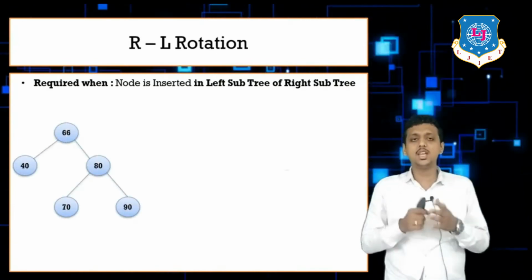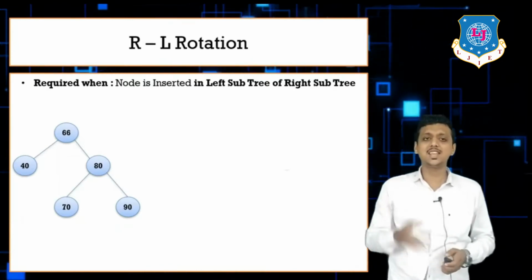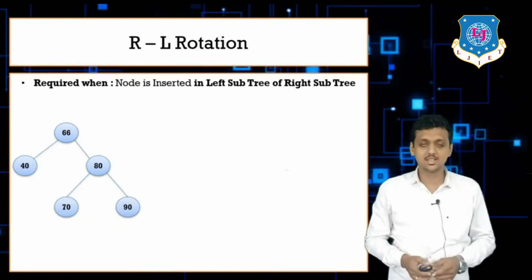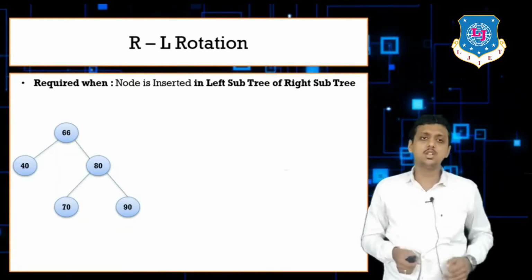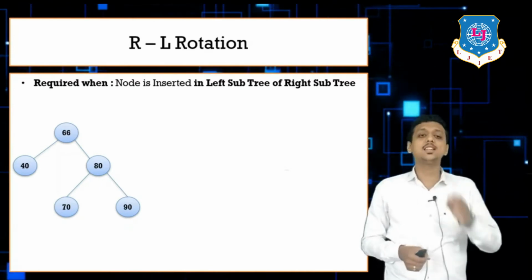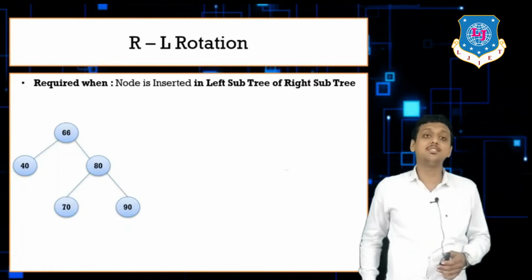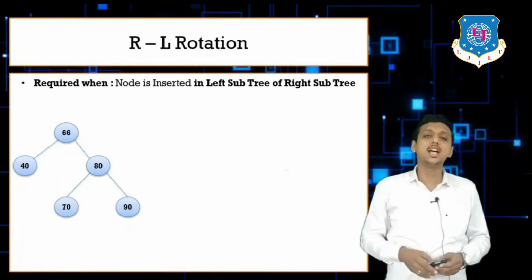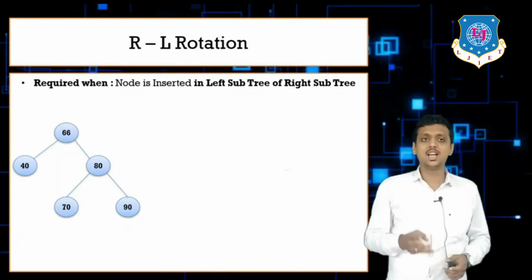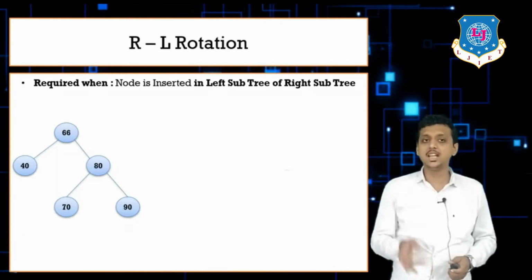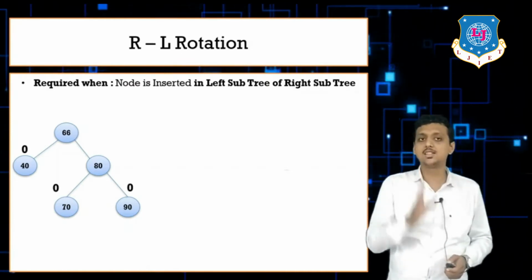So here we have the example, that is 66, 40, 80, 70 and 90. Before performing any operation on the tree, first you need to check the balancing factor of each and every node, because after that we can say whether my tree is balanced or unbalanced. So here we have three leaf nodes, students, that are 40, 70 and 90. All three leaf nodes have balancing factor 0.